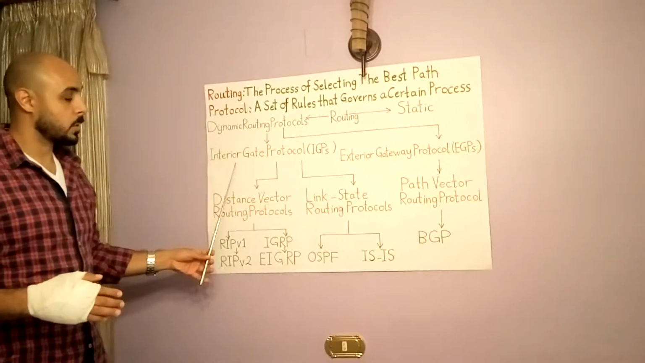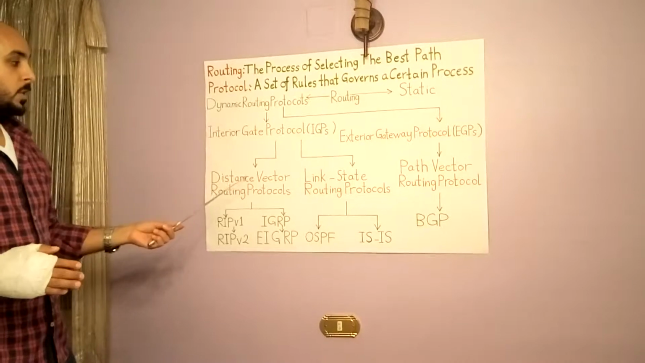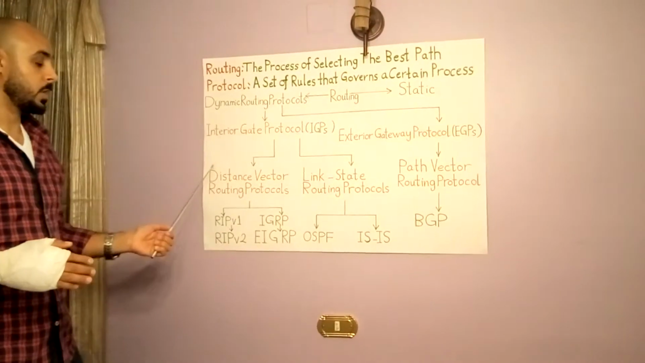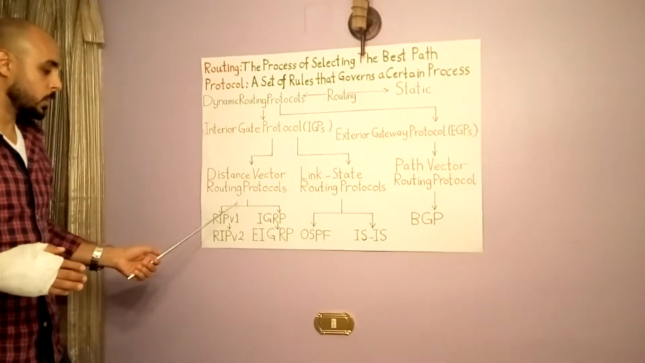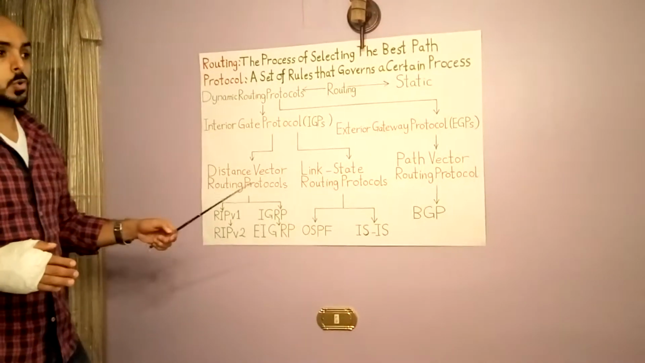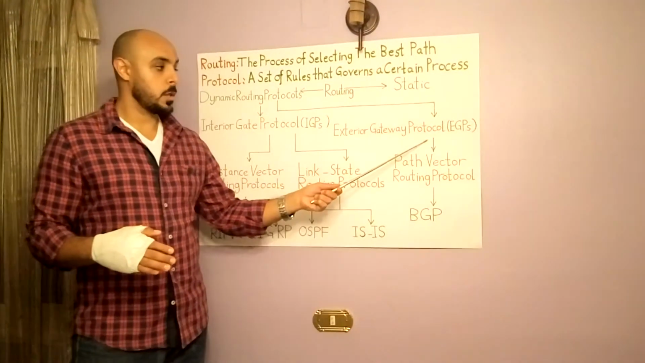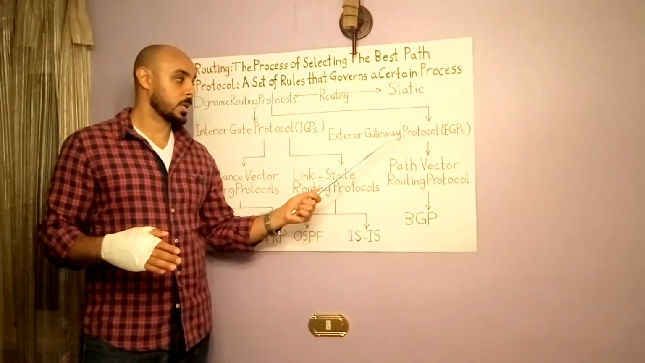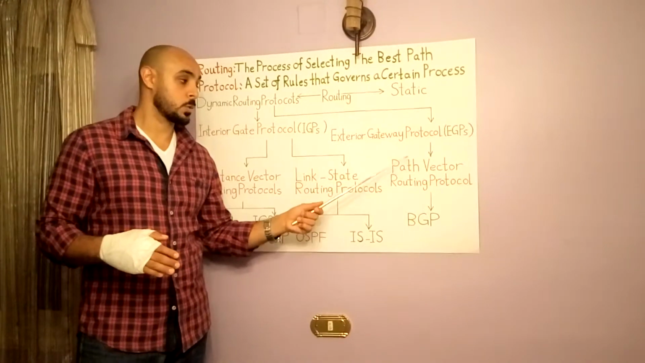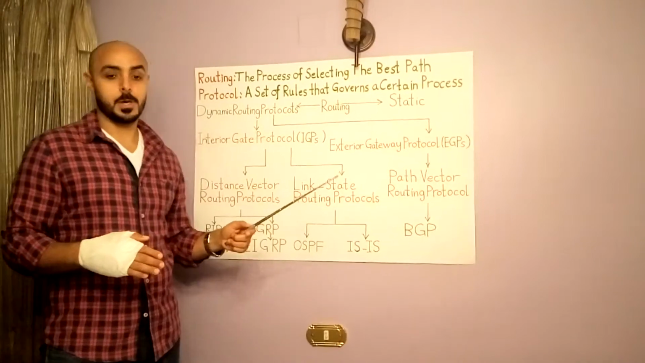We said that we have interior gateway and exterior gateway routing protocols, and we also mentioned that the interior gateway routing protocols are divided into distance vector and link state. We spoke about RIP version 1 and the IGRP in the distance vector routing protocols, OSPF in the link state routing protocols, and finally we mentioned the only exterior gateway routing protocol, which is considered a path vector protocol, which is the BGP.